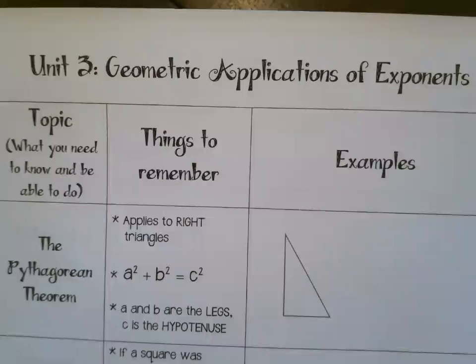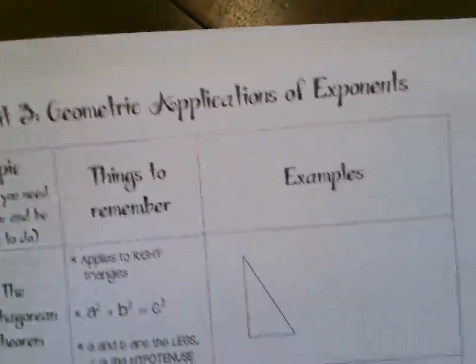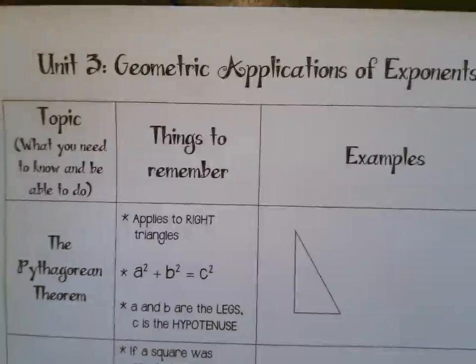All right, so this is Unit 3 of our review for the milestones. Unit 3 was on geometric applications of exponents. After we learned about exponents in Unit 2, we went on to Unit 3 and used our new knowledge of exponents to work with Pythagorean Theorem and also volume. So this video is going to review those two things.